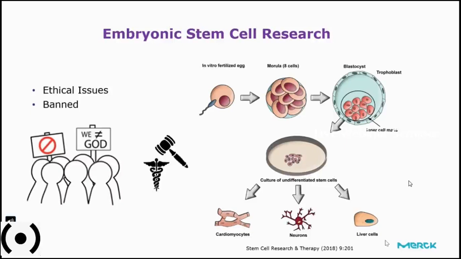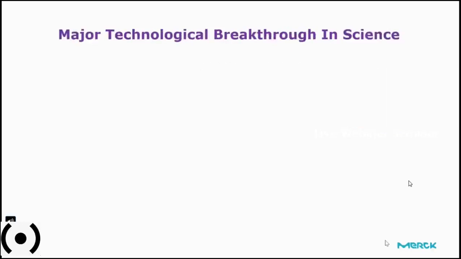So once we cannot use embryonic stem cells, how can we go into the regenerative medicine era, right? How will regenerative medicine turn into reality without embryonic stem cell research? That is a question. So there was a major technological breakthrough in science almost 1.5 decades back. It was exactly the year 2006, right?